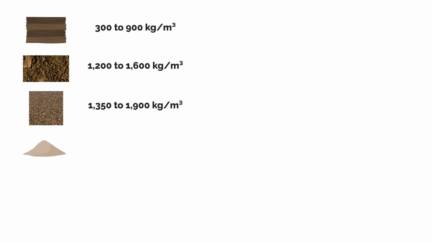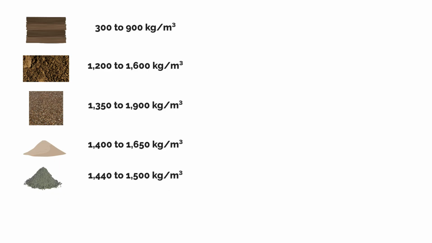Then we have dry sand, ranging between 1,400 and 1,650 kilograms per cubic metre. Sand is used in concrete mixes, screeds, and as a base for paving because it compacts well and provides a solid foundation. Next up is cement, sitting at around 1,440 to 1,500 kilograms per cubic metre.